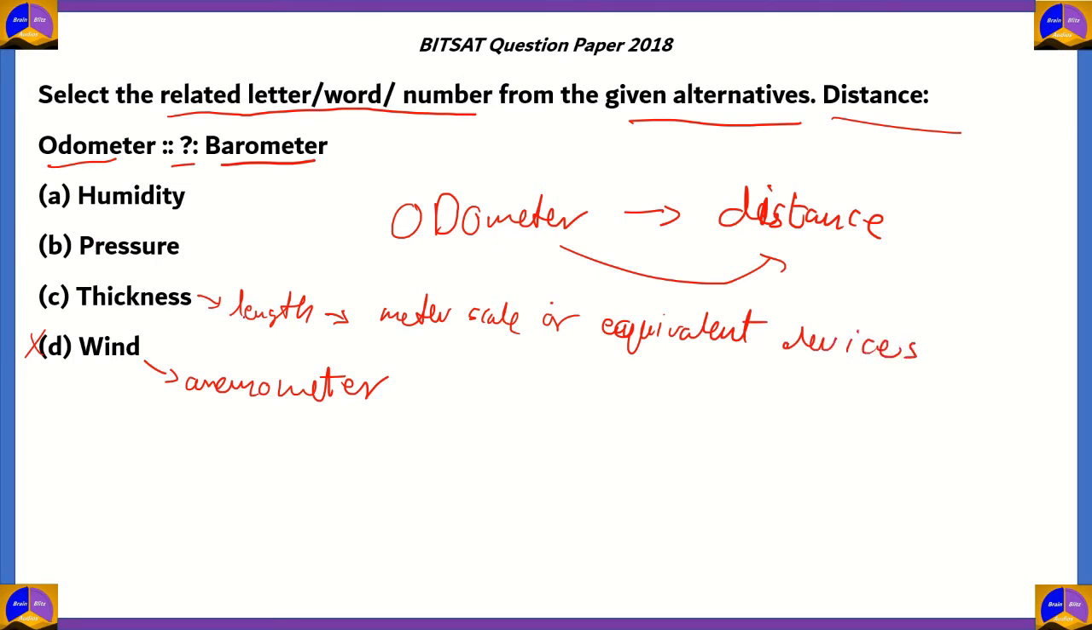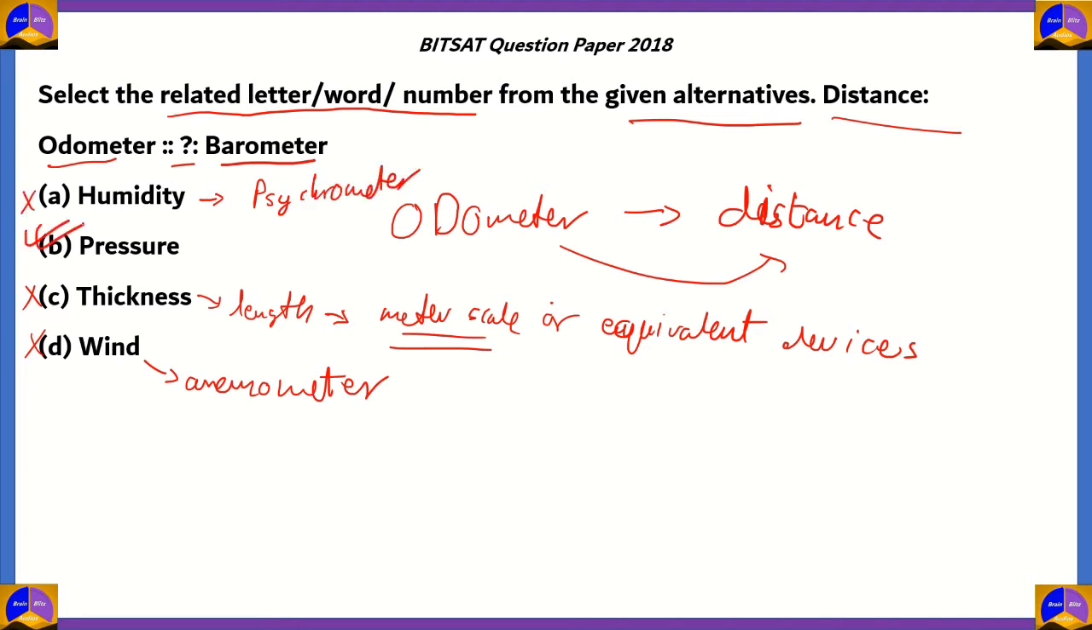So over there we don't exactly use the meter scale, but what we're measuring is the same thing, length. So therefore option C is incorrect. Option A, humidity, is measured by a device called a psychrometer. So therefore option A is incorrect.